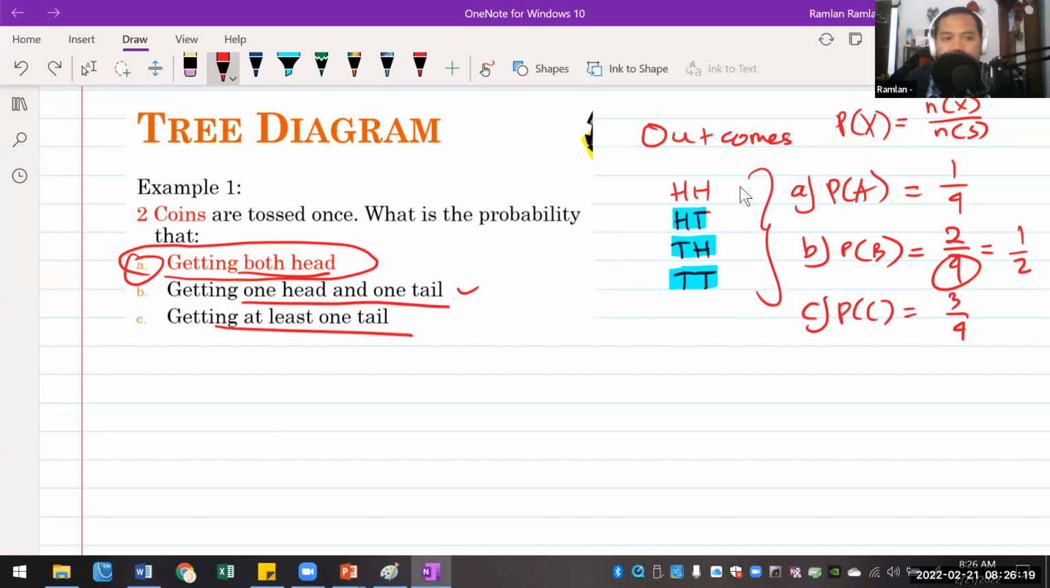So basically, you don't really need to draw a tree diagram if you don't want to. If you can just list it like this, it's fine, no problem. Okay, let's go to the next example.